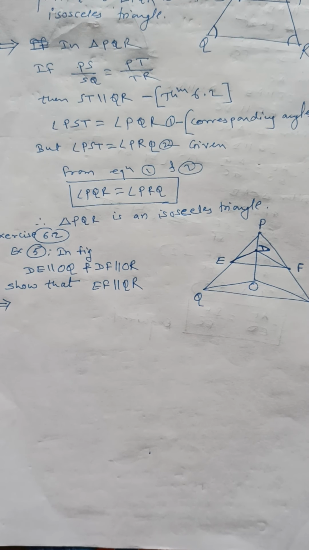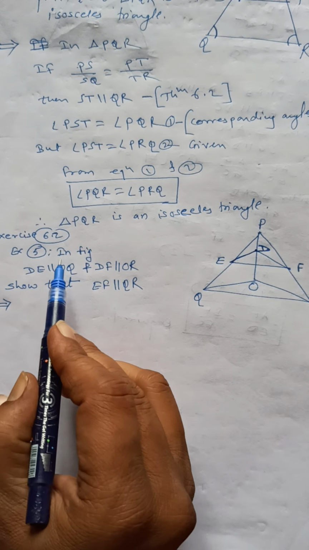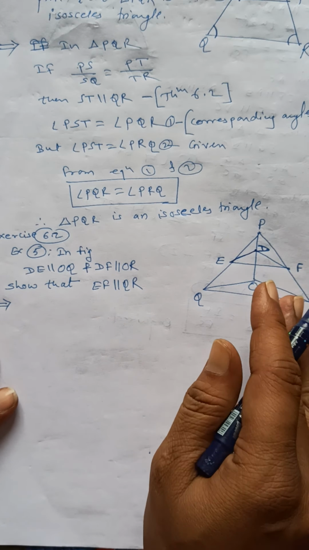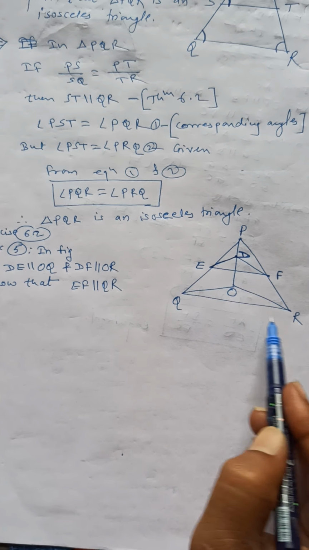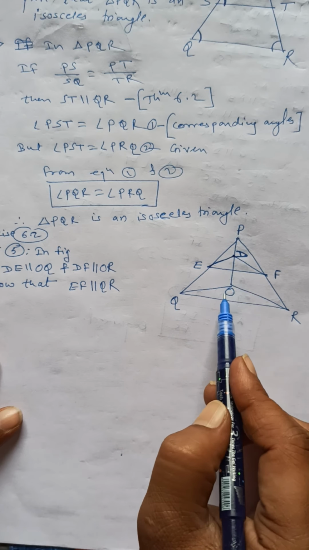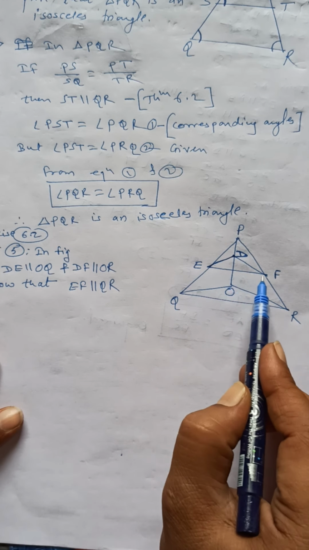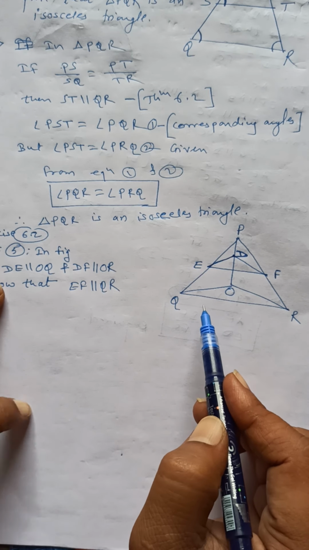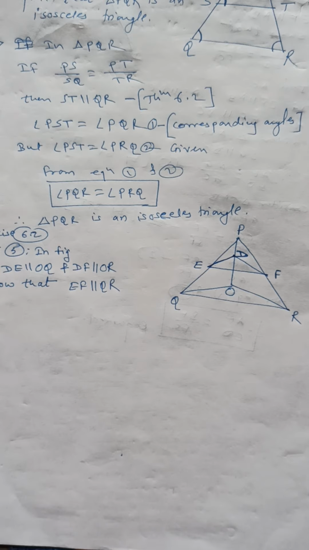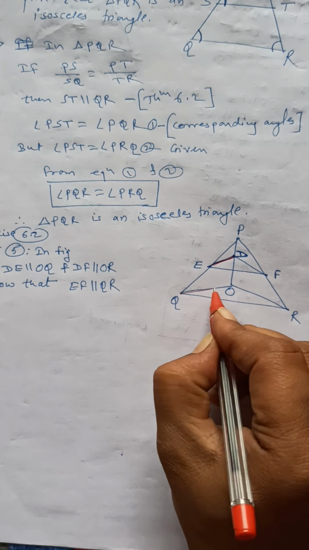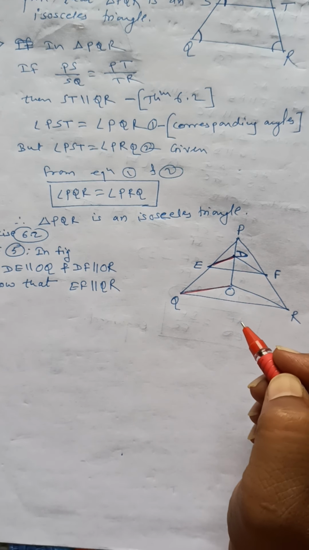Okay, we will take one more example from exercise 6.2, example number 5. What is the example? In the figure, DE is parallel to OQ. So this is one triangle. See the triangle, PQR is the triangle. In that, point O is joined to P, Q and R, and EF is a line. Then here it is D. So consider this figure. In this figure, DE is parallel to OQ.